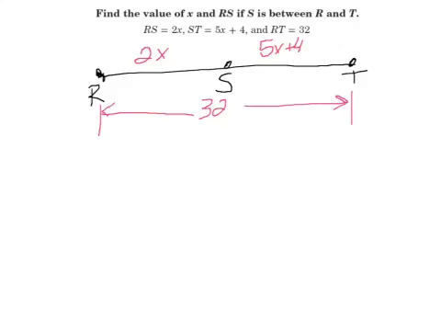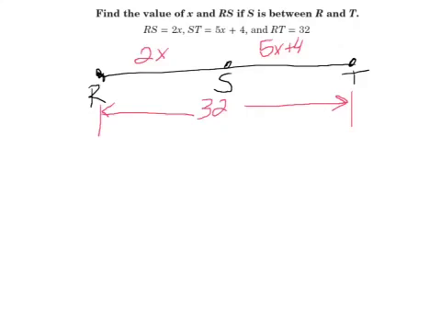Now the concept of betweenness, it's a strange word, but the concept of betweenness says that basically the sum of the parts is equal to the whole thing. In other words, if you add this piece and this piece together, it should be equal to the whole distance. So I'm going to have to incorporate a little algebra here to solve this problem.